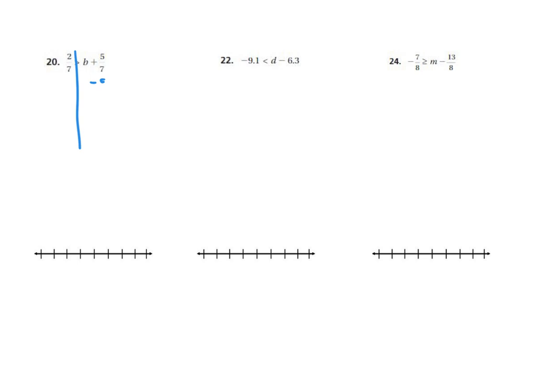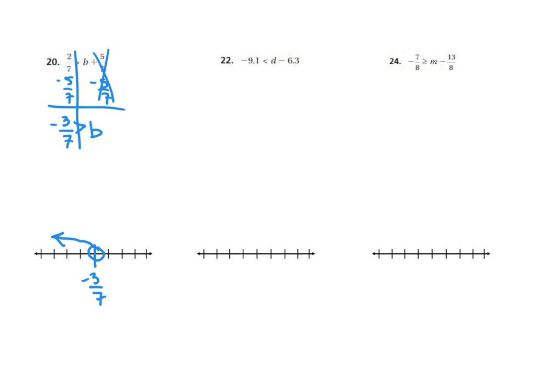Here, we'll take away 5/7 from both sides. 2/7 minus 5/7 is -3/7. And on the right side, we cancel. So when we plot our point, we have -3/7. And it looks like b is less than. So it goes to the left.